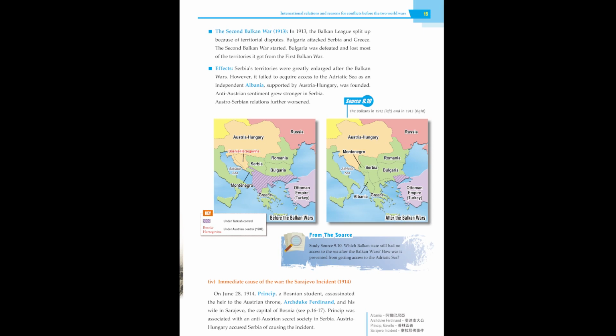4. Immediate cause of the war. The Sarajevo Incident, 1914. On June 28, 1914, Princip, a Bosnian student, assassinated the heir to the Austrian throne, Archduke Ferdinand, with his wife in Sarajevo, the capital of Bosnia. Princip was associated with an anti-Austrian secret society in Serbia. Austria-Hungary accused Serbia of causing the incident.